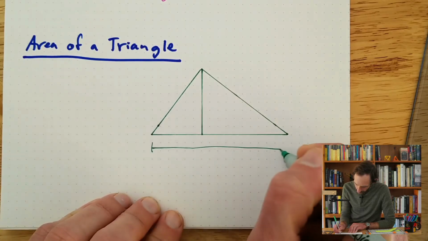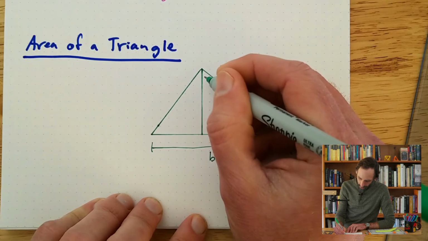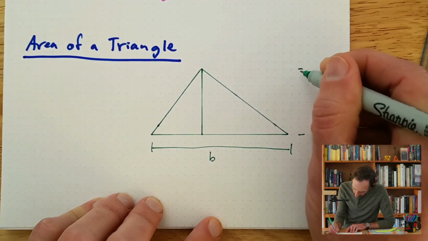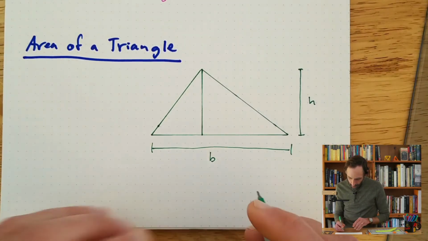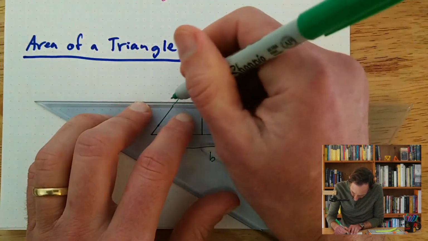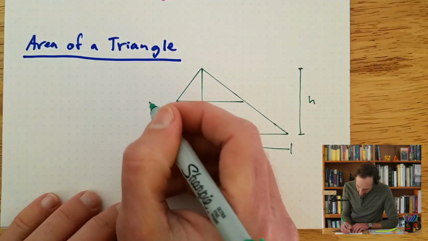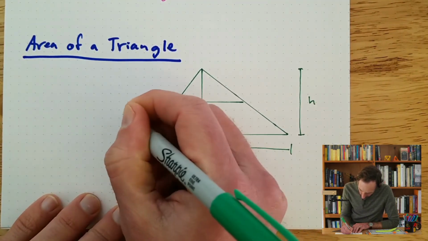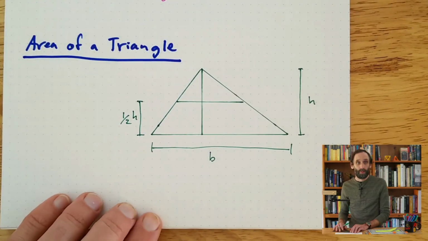I know that this distance right here is the base, and then the distance, I'll go ahead and write it over here, but the distance from the top down to the base, that's the height of the triangle. And then I know that I cut it in half right here. Okay, so what is this distance right here? Well, of course it is 1/2 of the height of the triangle.